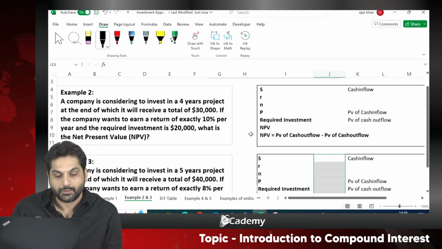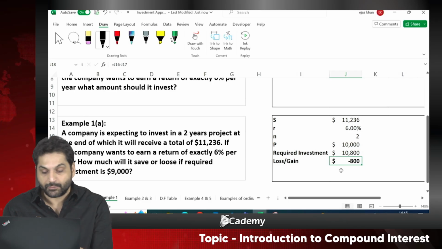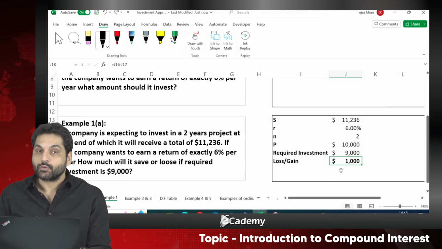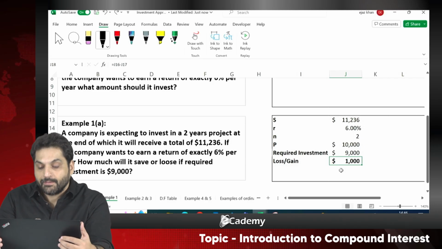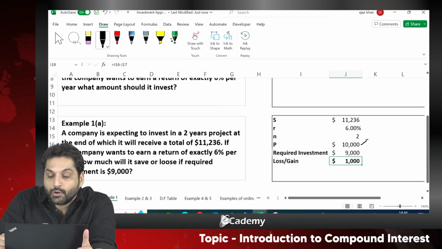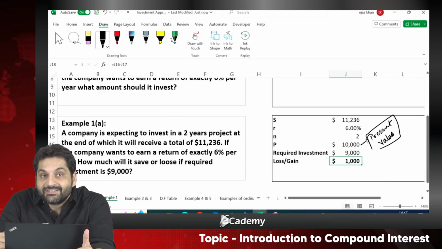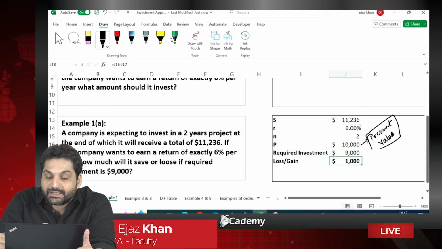Let's move towards a few more questions. Now this loss of $800, or earlier it was 1,000 gain, what is it called? So just look at it. This P is also called present value. This is also called present value. And this is basically a value which tells us how much maximum we should be investing to get our required return.